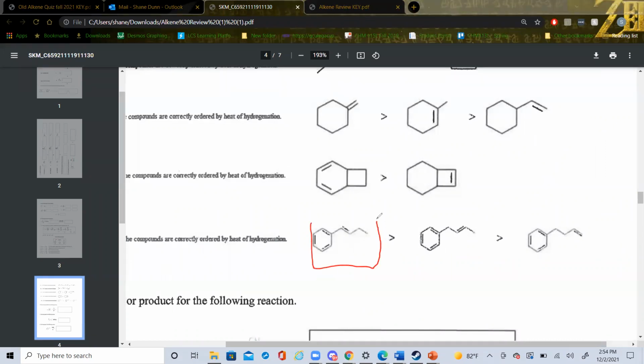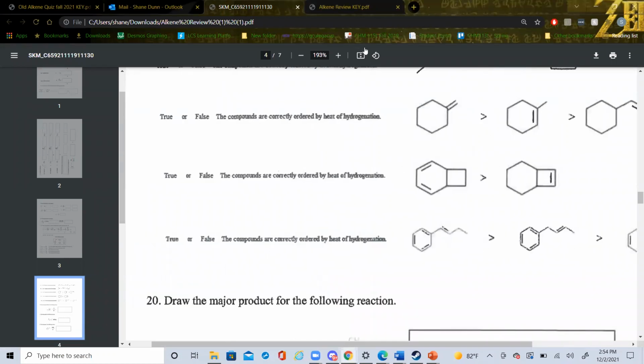This guy right here is the most stable. He should be at the very end because he can form resonance structures. So this right here is false. We don't see that. This bond goes here, which moves all these bonds, or this bond goes here and messes all the other bonds up.